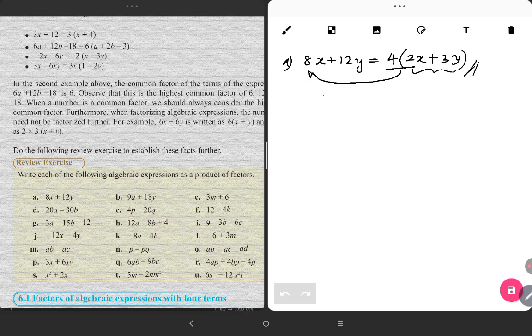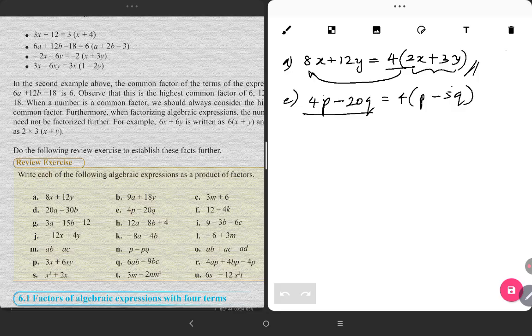And let's do maybe E, 4p minus 20q, right? So you take 4 out, then you have p minus, 4 times 5 is 20, so 5q. So you can write it this way. And as I mentioned, it doesn't have to be just two terms like this. You can have more terms.